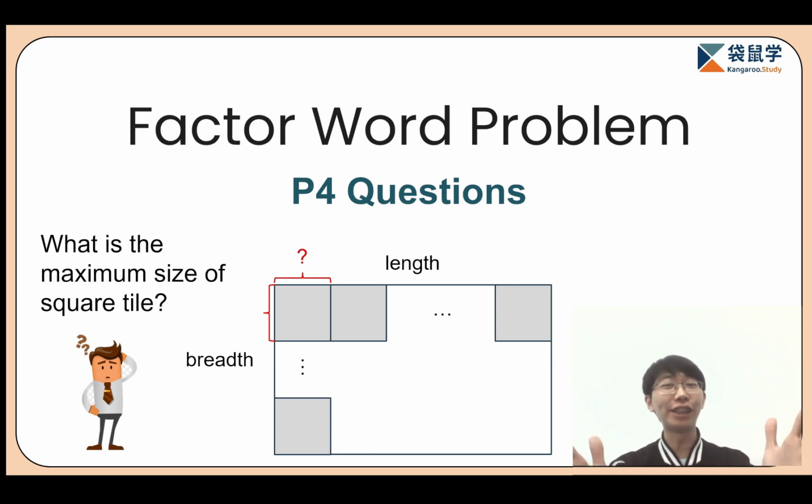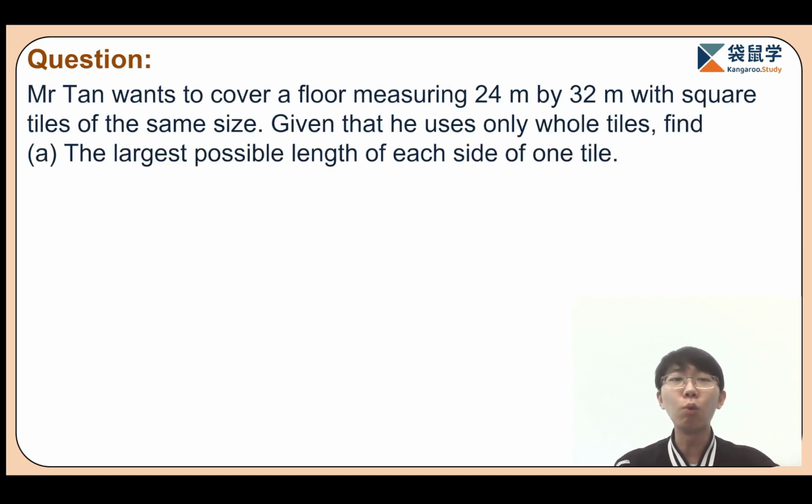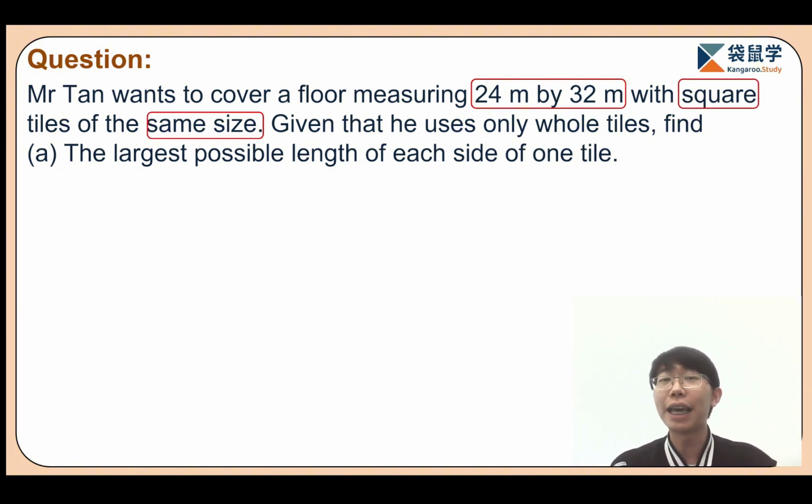Now in today's video, we'll be talking about factor word problems. So without further ado, let's take a look at the question. Mr. Tan wants to cover a floor measuring 24 meters by 32 meters with square tiles of the same size. Given that he uses only whole tiles, find the largest possible length of each side of one tile.